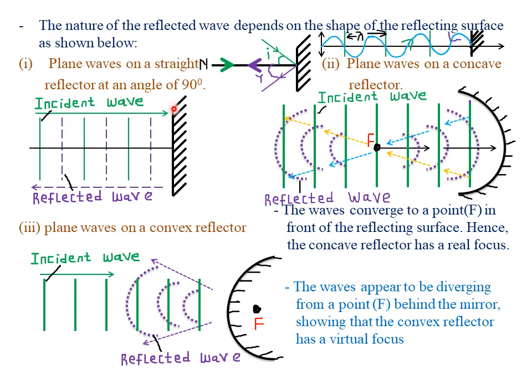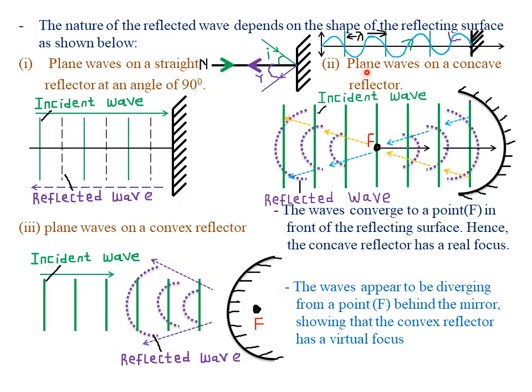So you can see our reflecting surface is a plane surface, or it is a straight reflecting surface. So after reflection, you can also see that the reflected waves are also straight waves. So the reflected waves will always take the shape of the reflecting surface for any plane wave.